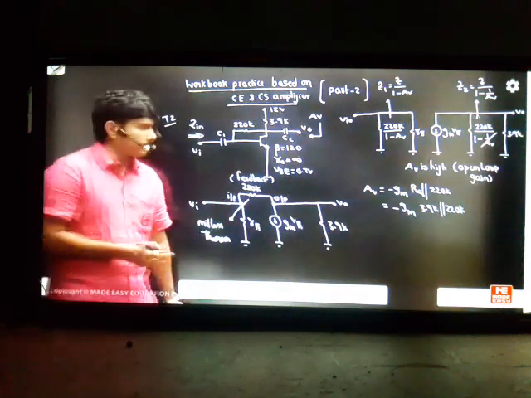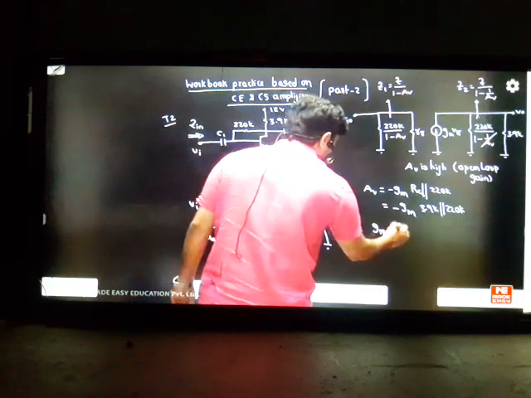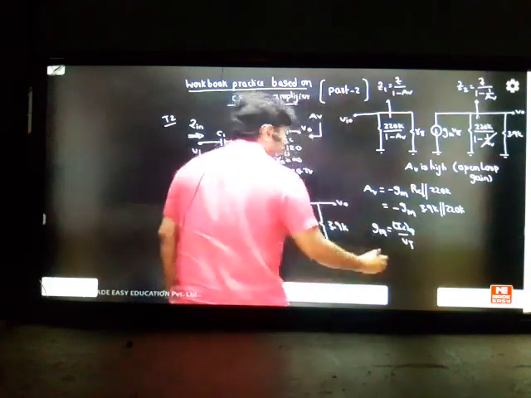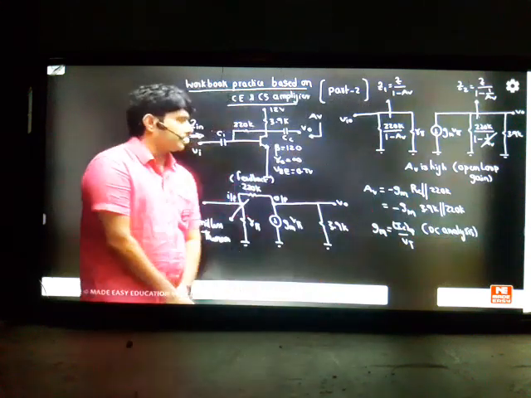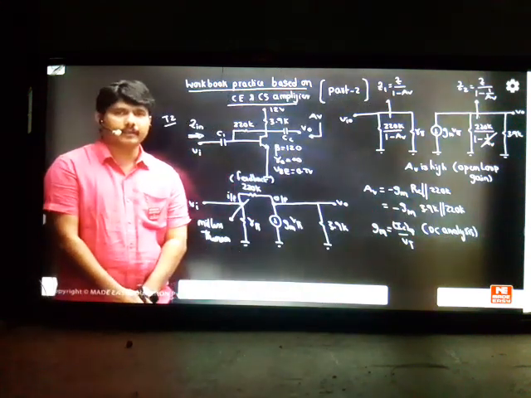Gm will always come from the biasing circuit, because the Gm formula is ICQ divided by VT. So it will come from DC analysis. You have to do some DC analysis to get that ICQ, then you can find it. Okay, so this is the style in which we will find out the gain problems.